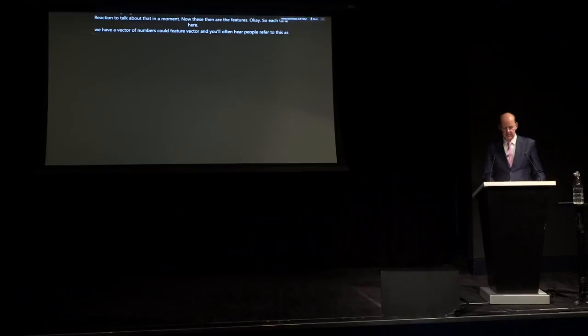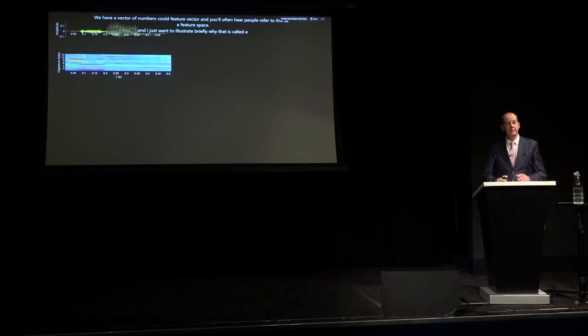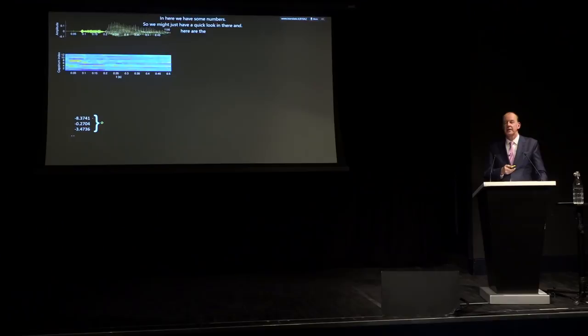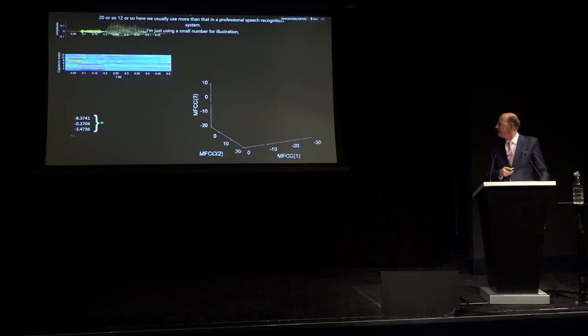And I just want to illustrate briefly why that is called a feature space. So here we've got an utterance. Here we've got the MFCCs, which I'm going to use as the features. And of course, ultimately, they're numbers. So in here, we have some numbers. So we might just have a quick look in there, and here are the numbers. What I might do then is plot those numbers. I've just picked three. Obviously, there are 12 or so here. We'd usually use more than that in a professional speech recognition system, but I'm just using a small number for illustration. So we might plot those on three axes like this.